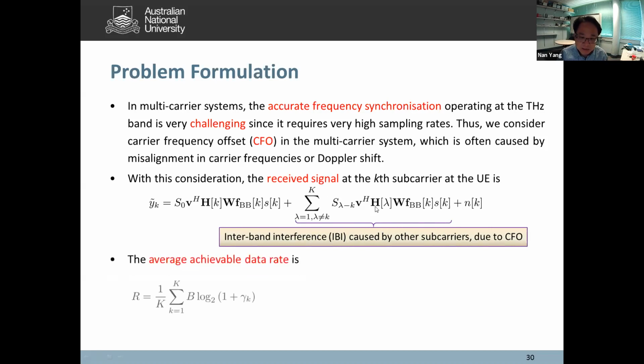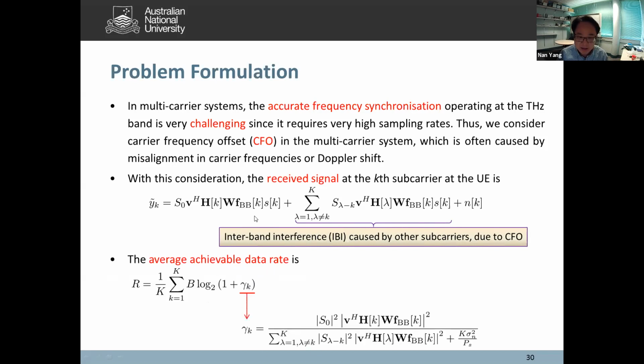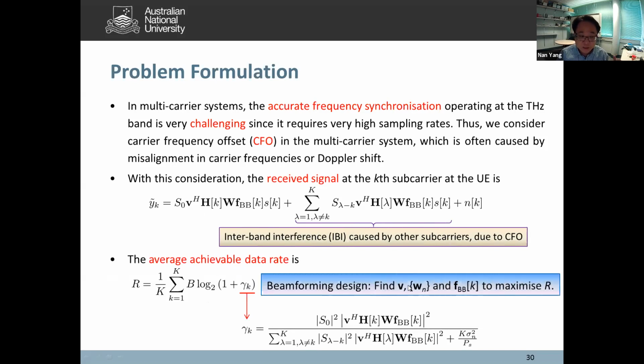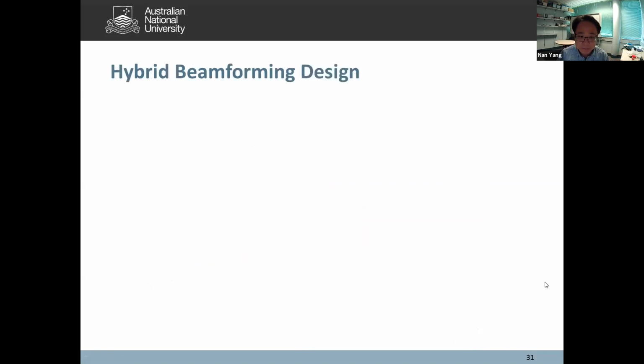Based on the received signal, we have formulated the average achievable data rate, and the SNR can be directly expressed based on the received signal. Our job in the beamforming design is to find V, the analog beamformer at the user, W, the analog beamformer at the base station, and FBB, the digital beamformer at the base station. We want to perform the design to maximize the average achievable data rate.